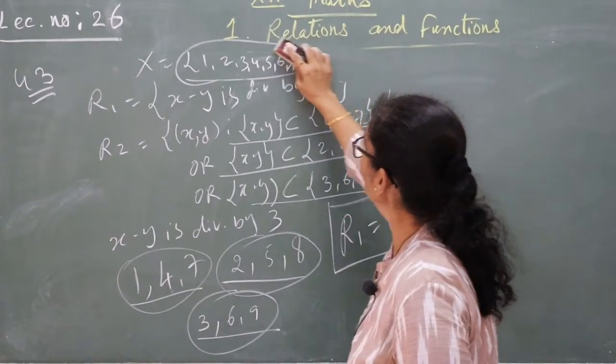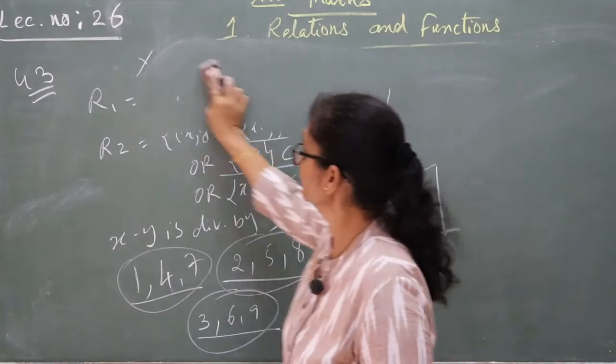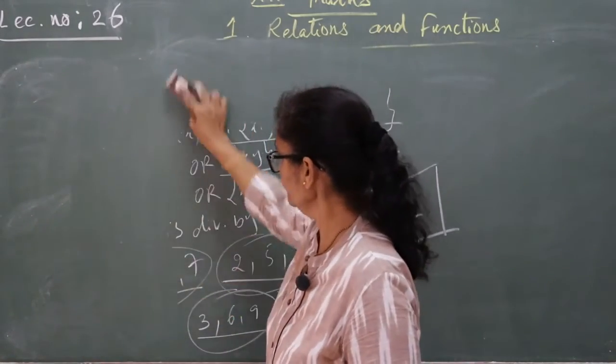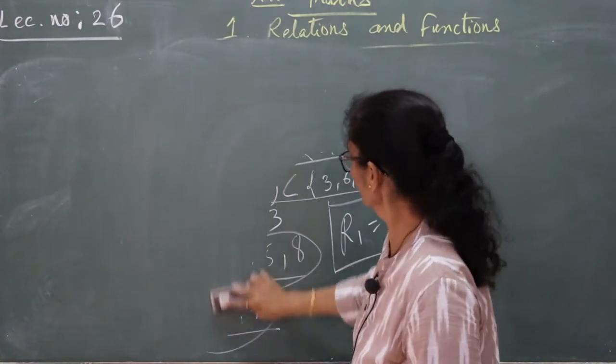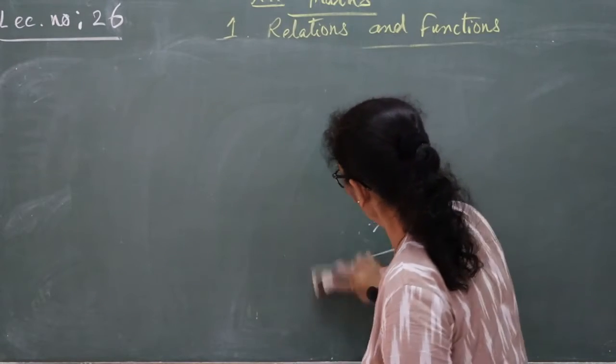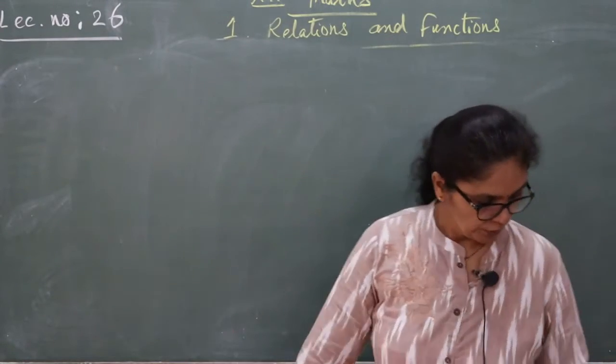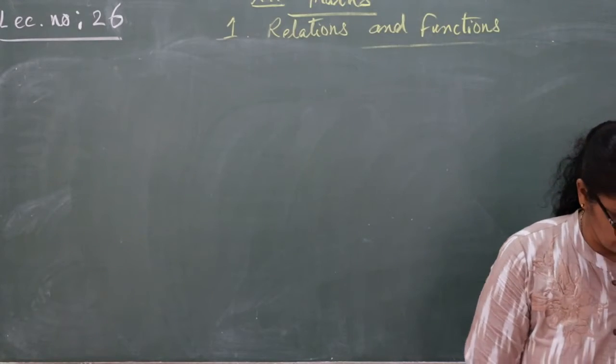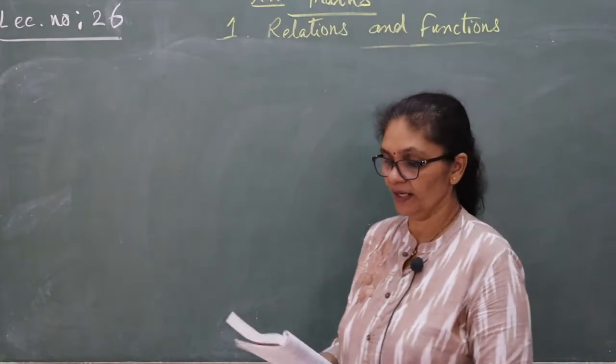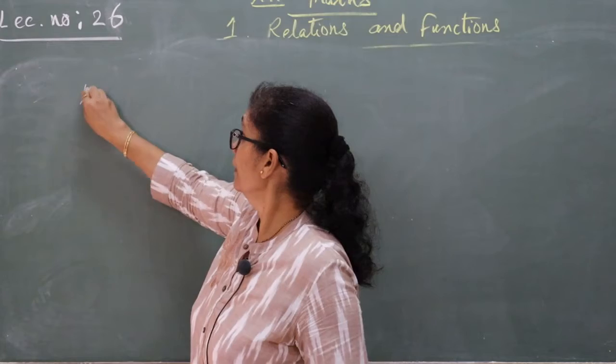Now let's come to question 44. What is your question 44? In 44, a relation is mentioned from X to Y.